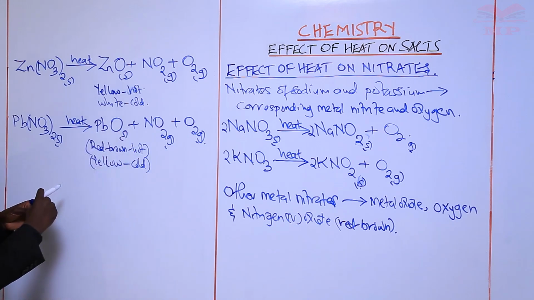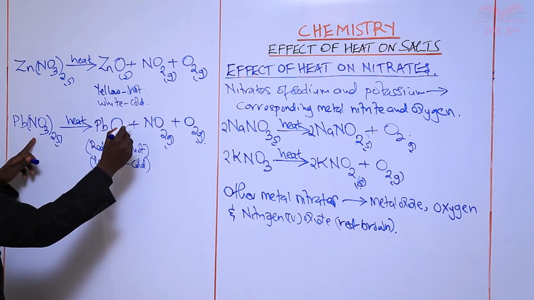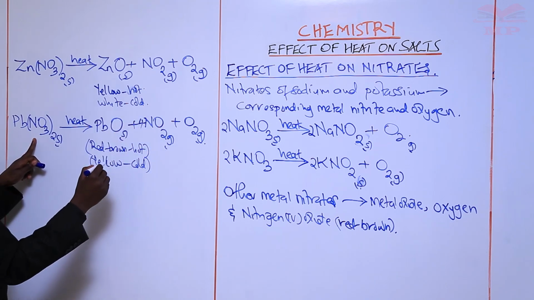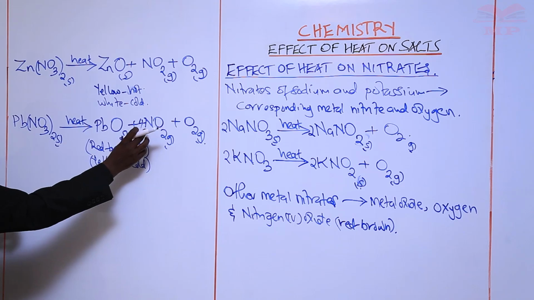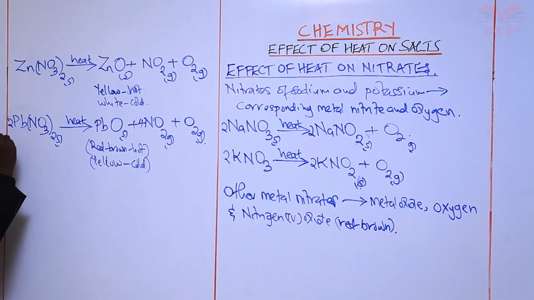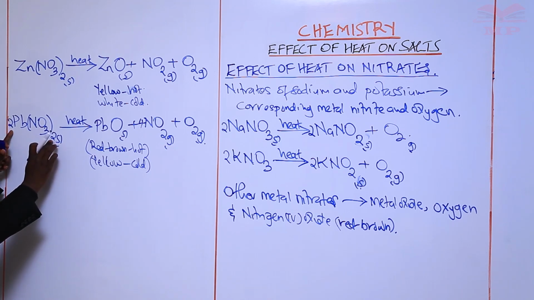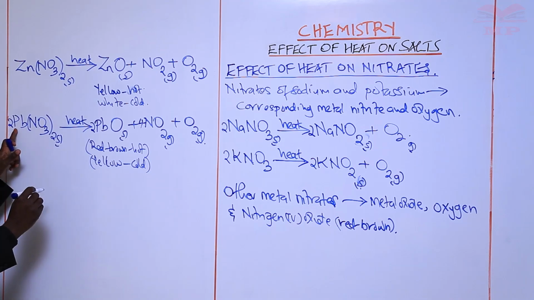We have to make this one even. So the best way of balancing is we put 4 here, and then we shall have 4 atoms of nitrogen. So that calls for us to put a 2 here, so that with 2 times 2, we shall have 4 atoms of nitrogen, and then you put here a 2. So we shall have 2 lead atoms.